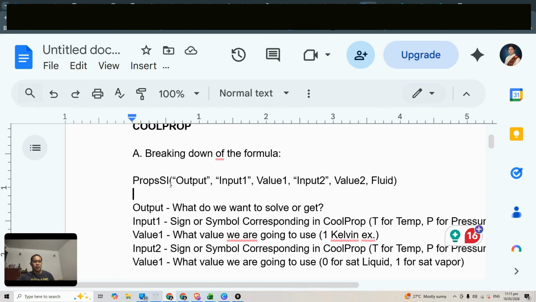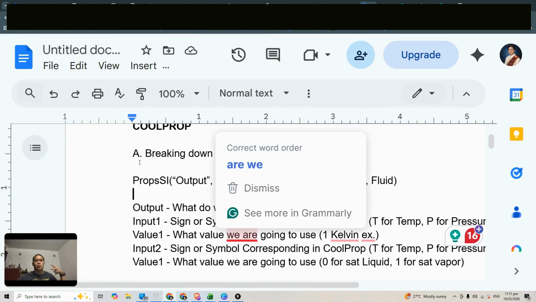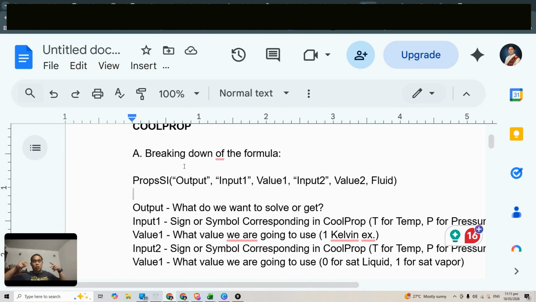PropsSI is our command. That's what we use to call the command itself. If we want to use the command, it's like we're saying, "Oh, PropsSI, come here. We need you to do this." So that's our calling command. Then we have the output. What do we want to solve or get? For example, I want to get the temperature or the pressure of this thing.